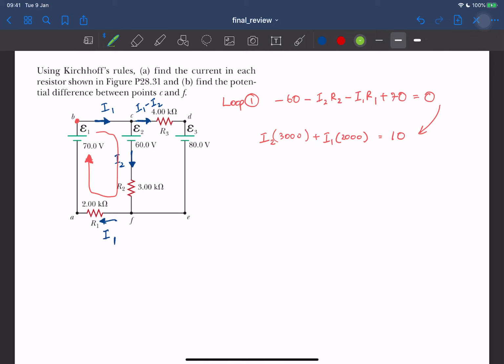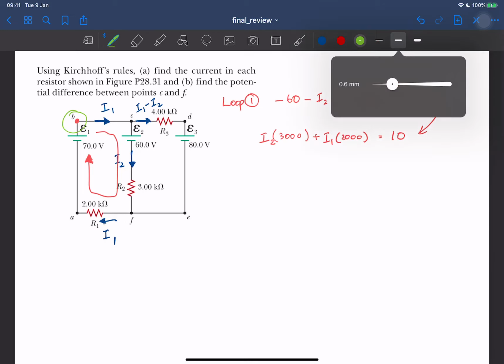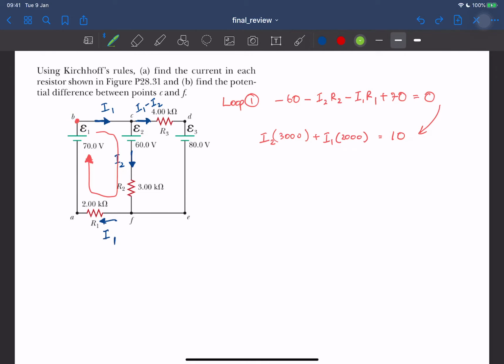Let's do loop number 2. Loop number 2, we're going to start at the same position, but then we're going to go around the big loop here. It's the green one that we are going to go around. So part of the loop will overlap the first loop, which is fine. There's nothing wrong with that. You don't need to force yourself to go to a different loop like this. So let's write down loop number 2.